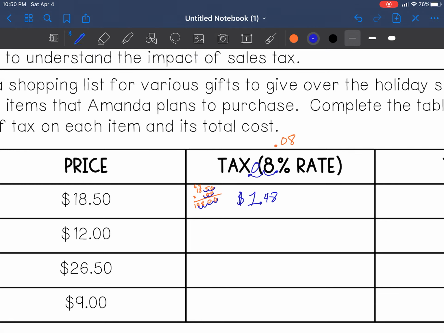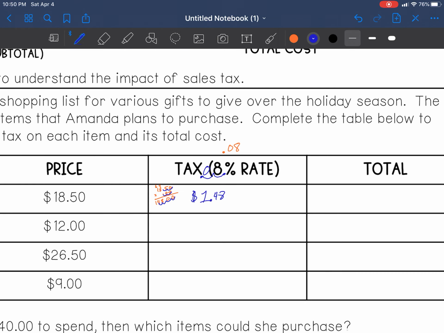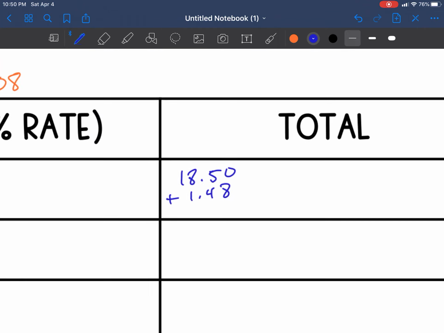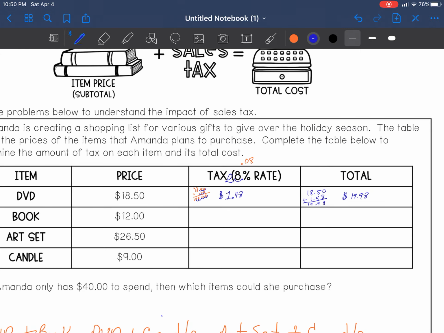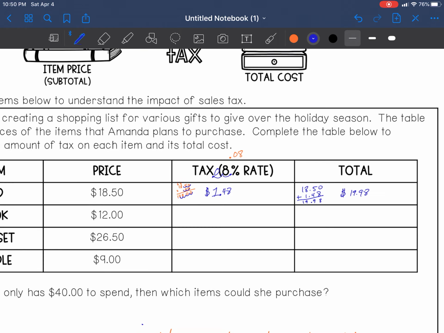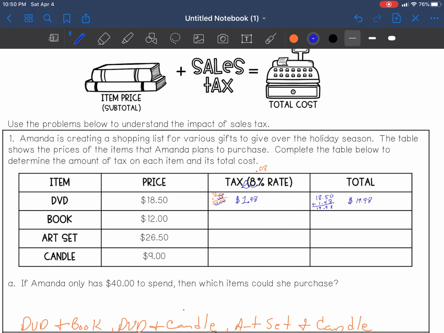That's our tax, $1.48. What do we do now to find our total? We're going to add $18.50 plus $1.48. Let's see, 8 plus 0, 8. 5 plus 4, 9. 8 plus 1, 9. So we're actually going to end up spending $19.98 for that DVD. Pretty simple. That's all we're going to be doing.